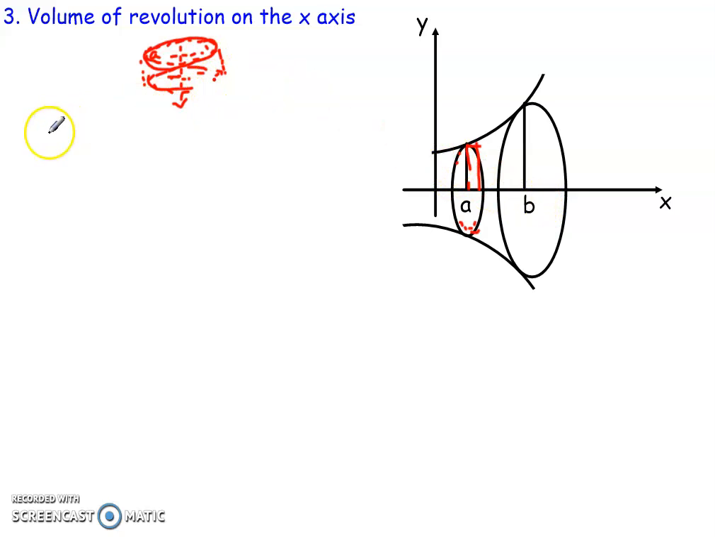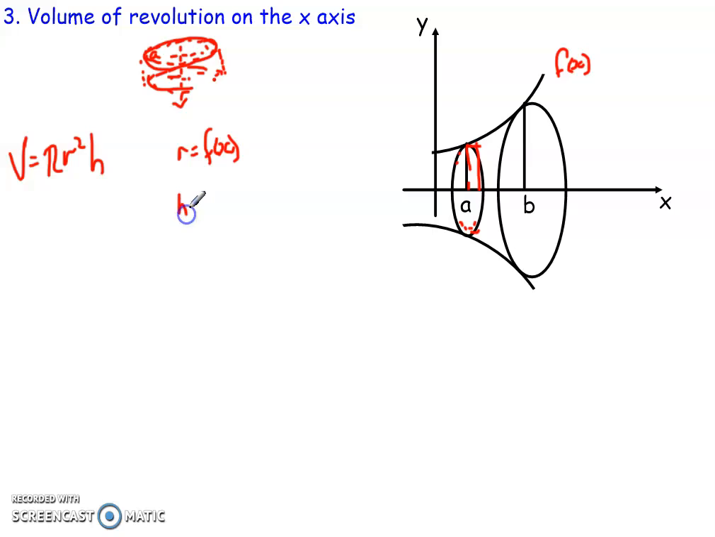Now we know the volume of one of these. It's given by the volume of our cylinder, which is pi r squared h. If we look at this, we know that r is the distance between the x-axis and the curve. So there's my f of x, which tells you that. So I know in this case that r is going to be f of x. Pi is self-explanatory. And h is the distance along here.